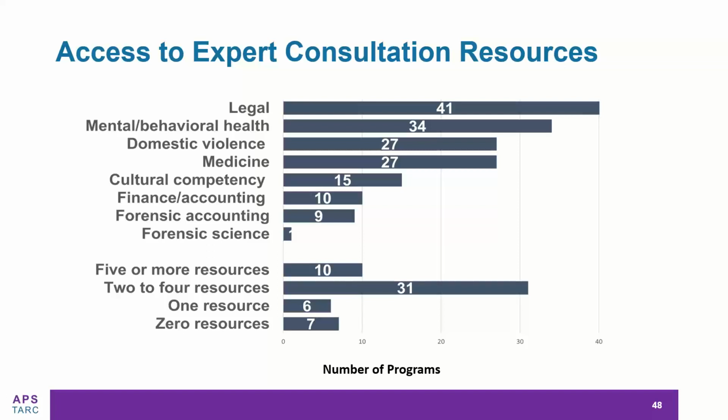We totaled them up and we said how many programs have 5 or more resources? That was 10. How many programs have 2 to 4 resources? That was 31. How many have 1 resource? That's 6. And how many have 0 resources? That's 7. As you sit here and you look at these bars on this chart, you can kind of see how this feeds into that cluster analysis that suggests there are programs that are more advanced in their investigative practice and programs that are a little bit less advanced in their investigative practice, with this just being one of the inputs into that kind of cluster analysis.